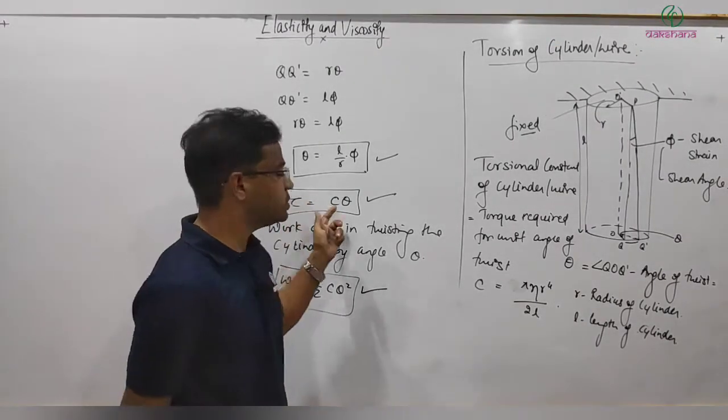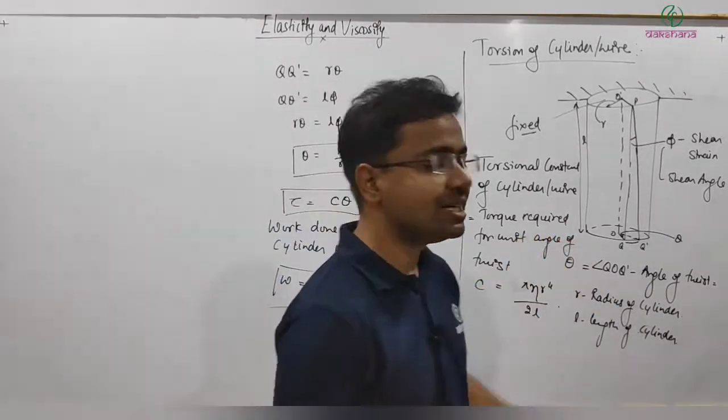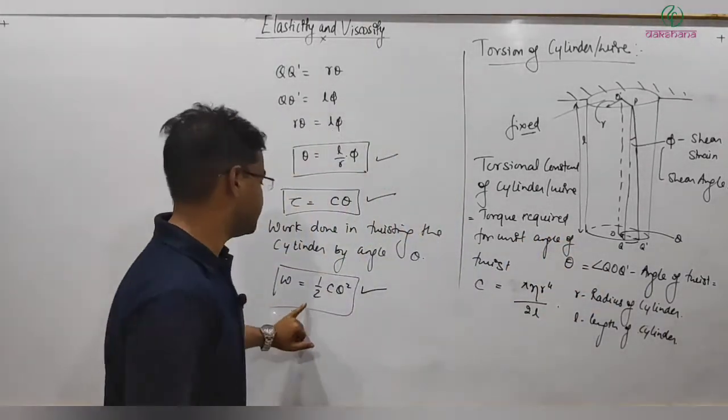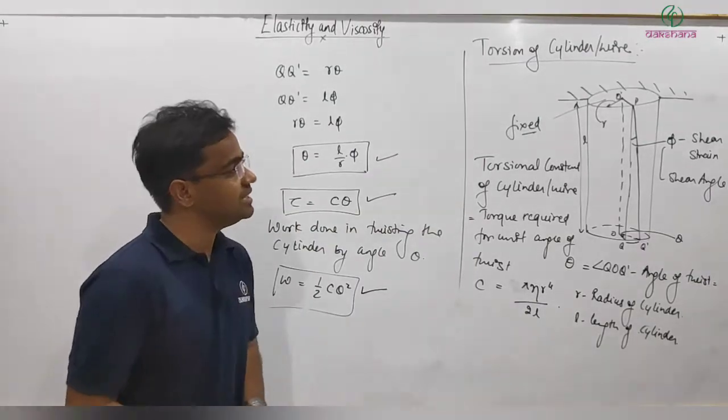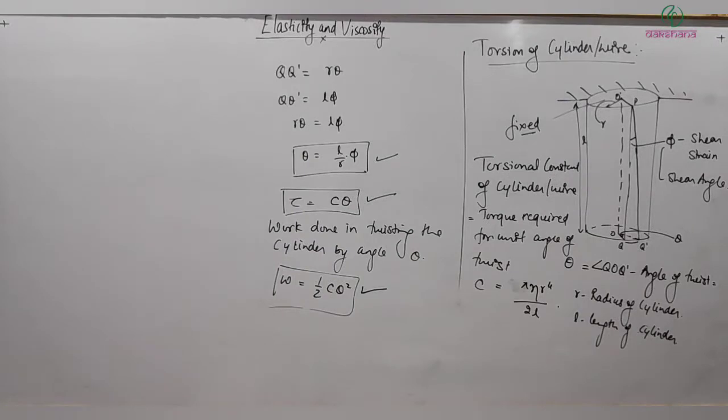So tau will be equal to C into theta, and the work done in twisting the cylinder by angle theta can be expressed this way. Similarly, there is one more point left, that is thermal stress. Let me explain what that is.